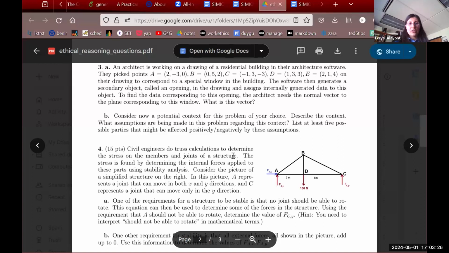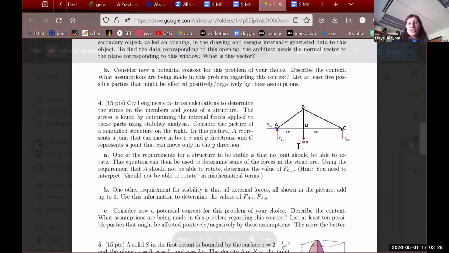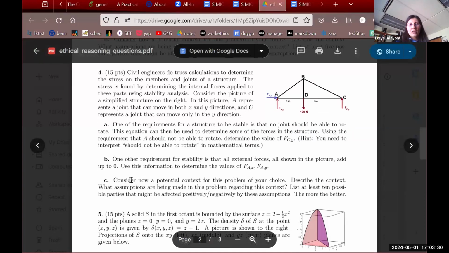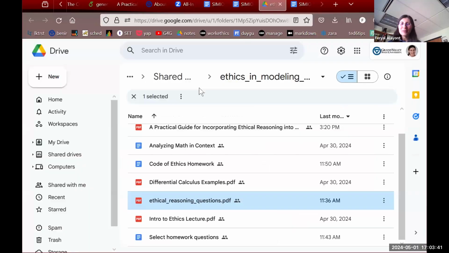Okay, come on. My buttons will work. So there's civil engineers do truss calculations, and then consider now a potential context. What assumptions are being made? List at least 10 possible parties. The more the better. I don't think I had anybody who came up with more than 10. Well, close enough. 10 is good.